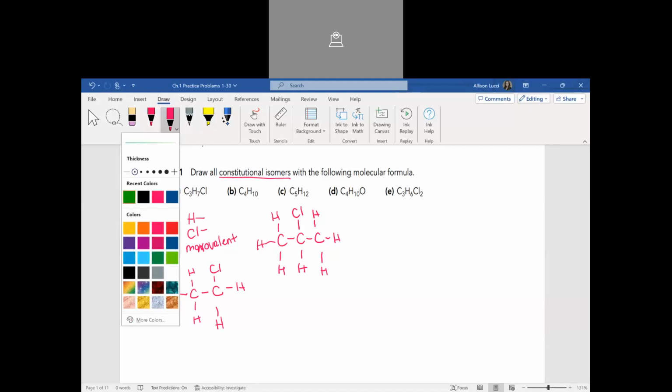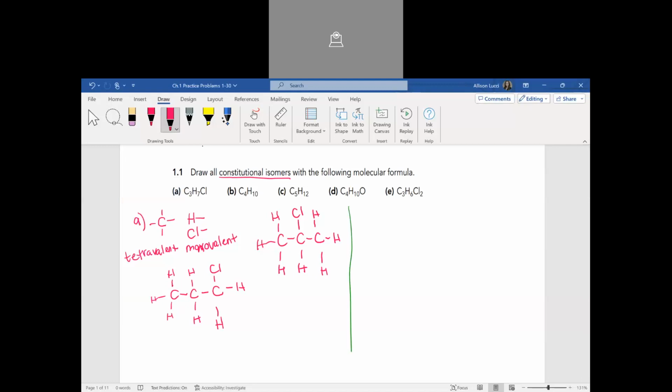Let's take a look at B here. I'll draw a little dividing line. So B, now we have C4H10. Again, we'll start with our carbon chain. We'll place hydrogens all around. And this will be our first constitutional isomer for the chemical formula C4H10.